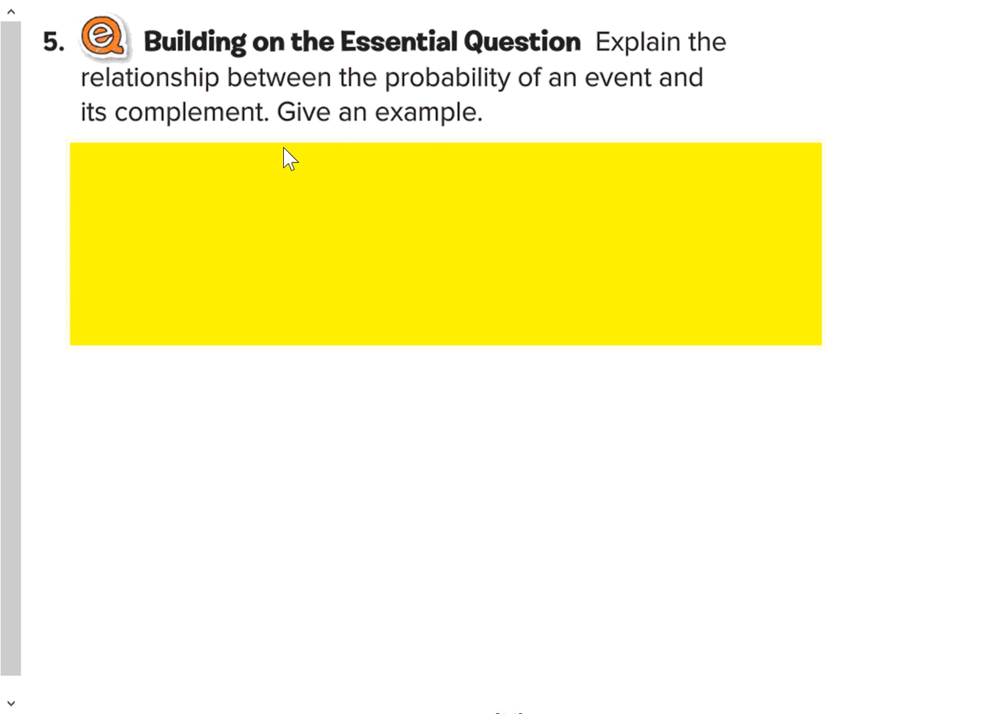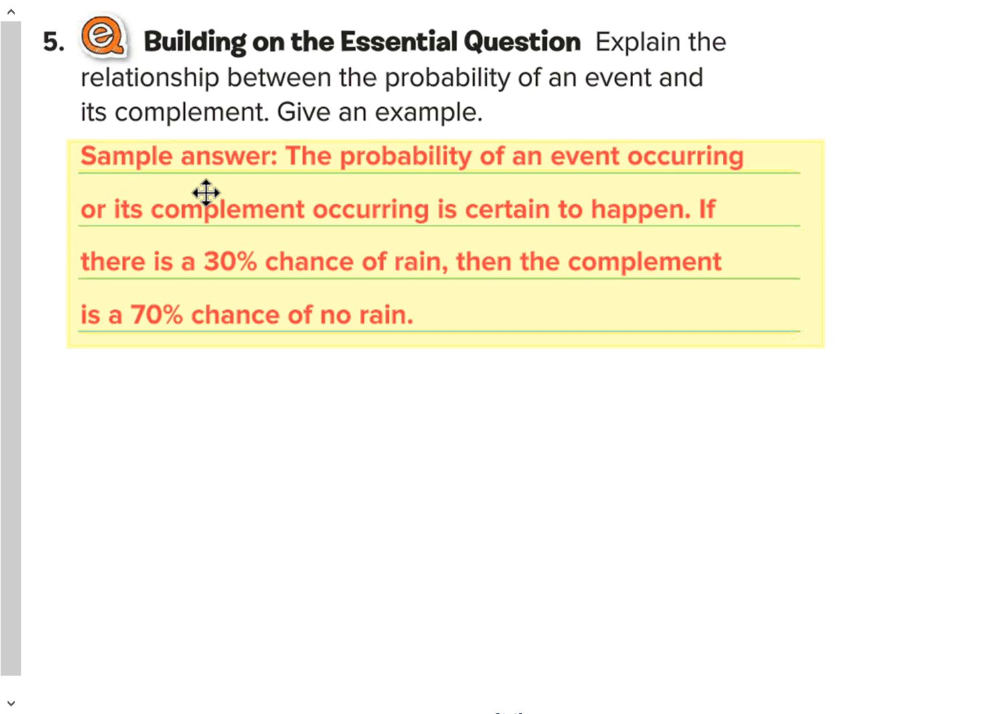And lastly, explain the relationship between the probability of an event and its complement. Give an example. This is a sample answer, so you don't have to have the same answer as me. But the probability of an event occurring or its complement occurring is certain to happen. So again, we said the probability of D plus the probability of not D equals 1 whole, or 100%. So that's certain it's going to happen. If there is a 30% chance of rain, then the complement is 70% chance of no rain.